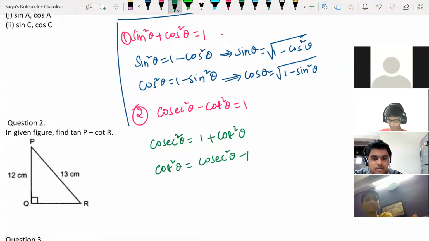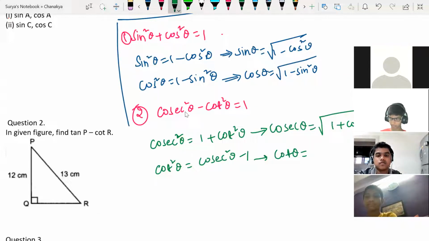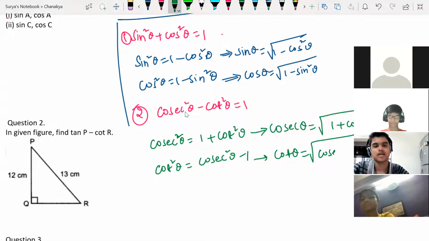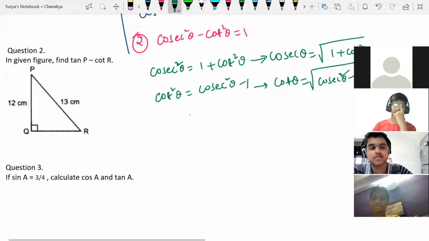So now look at this here. If I ask you to write what is cosec theta, it is square root of 1 plus cot square theta. And cot theta can be written as square root of cosec square theta minus 1. Is it clear? So this is what is given.